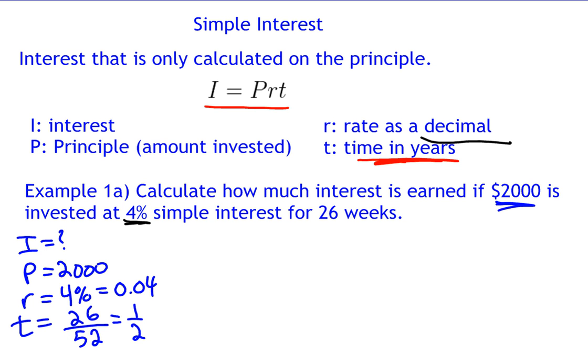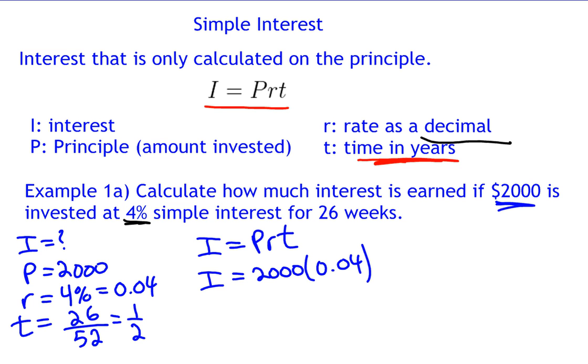All right, so we have all the values. We can plug them into the equation. The interest is equal to the principal times the rate times the time. The principal is 2,000. The rate is 0.04. And the time is 1/2 of a year, or 26 out of 52 weeks you could put in there instead. We can multiply all of that out, and we get 40. So that means that the interest earned is $40.